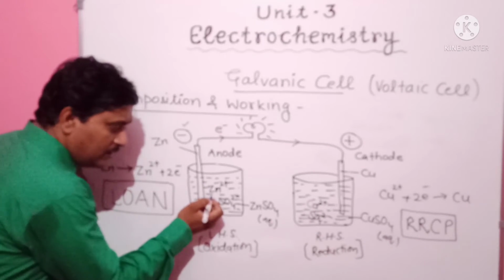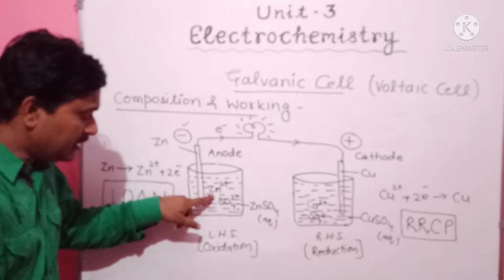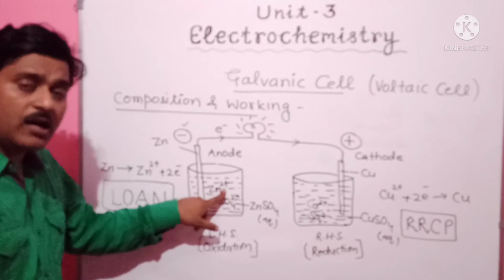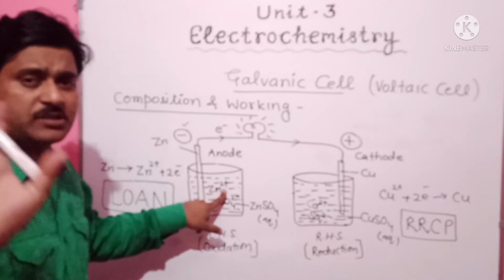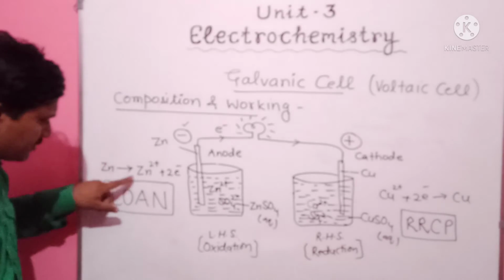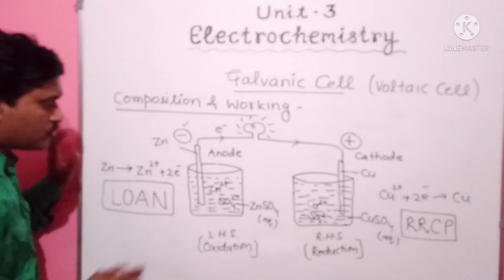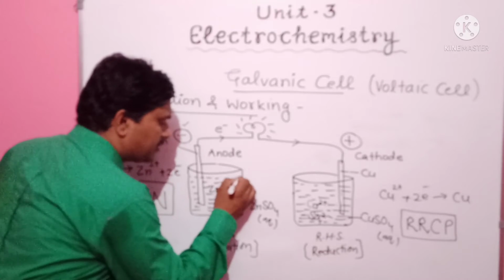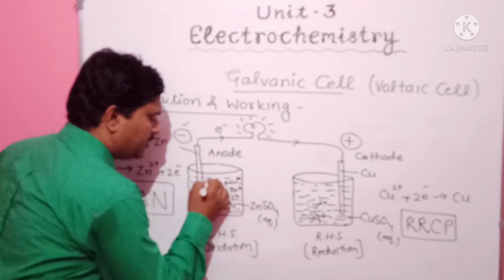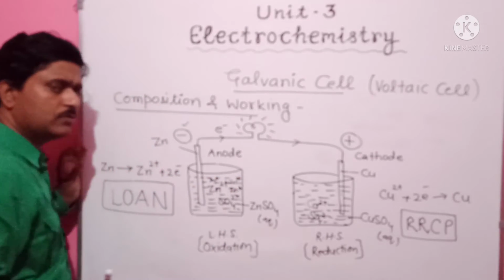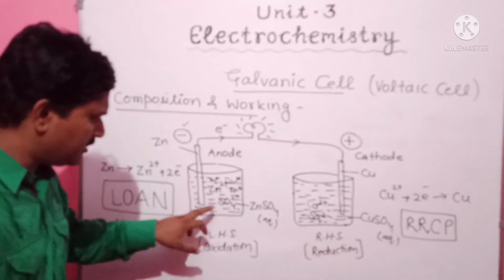So here, zinc ions are formed continuously. After losing the electrons, zinc ions are formed. So here many zinc ions are there. Zinc ion, zinc ion, zinc ion. A large number of zinc ions are there in the electrolyte.